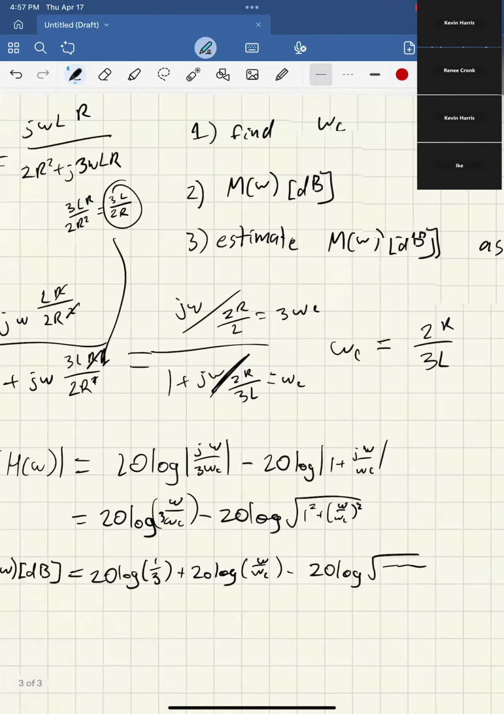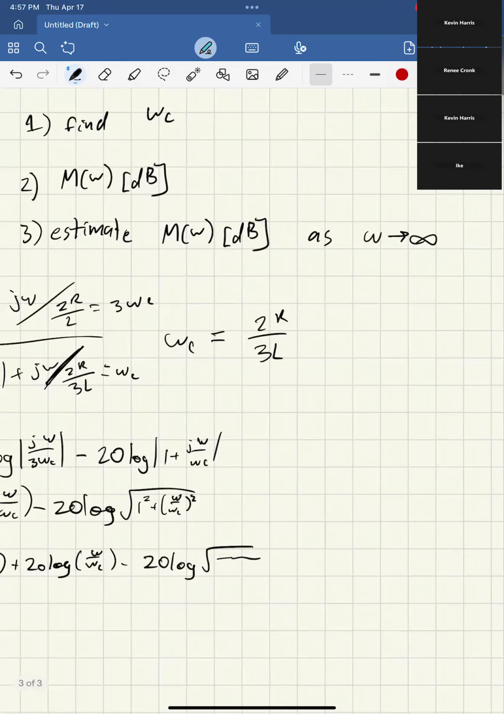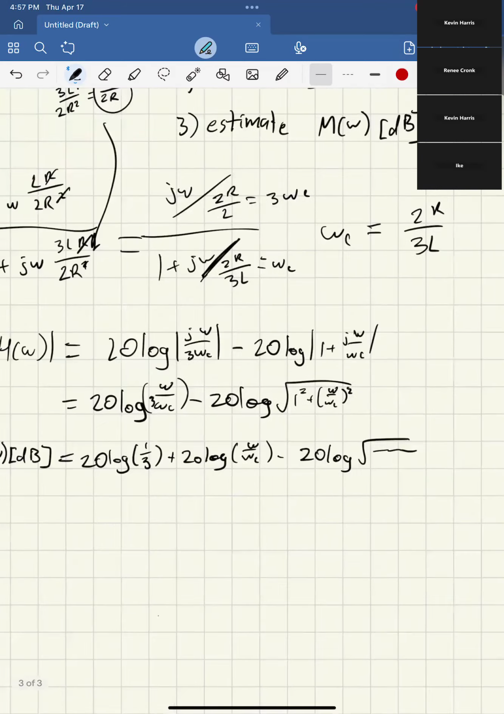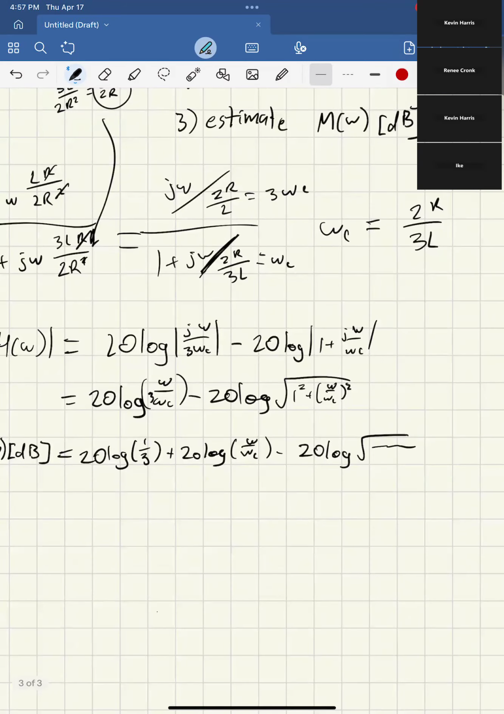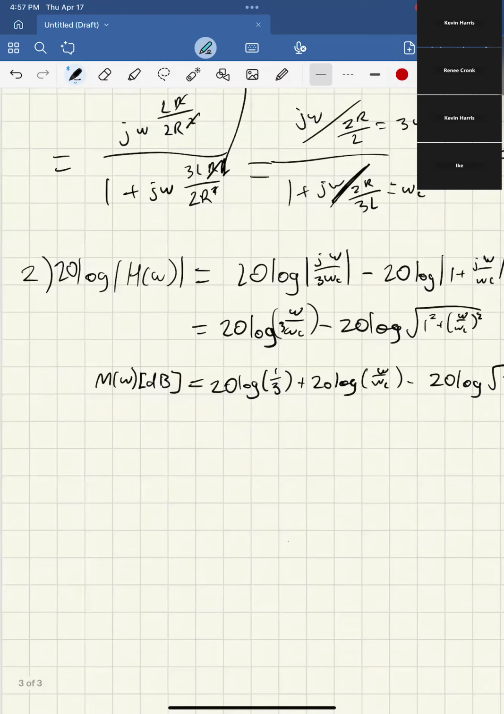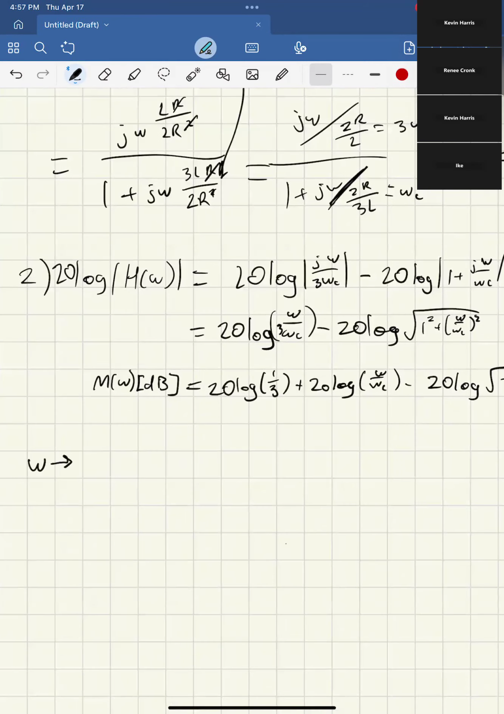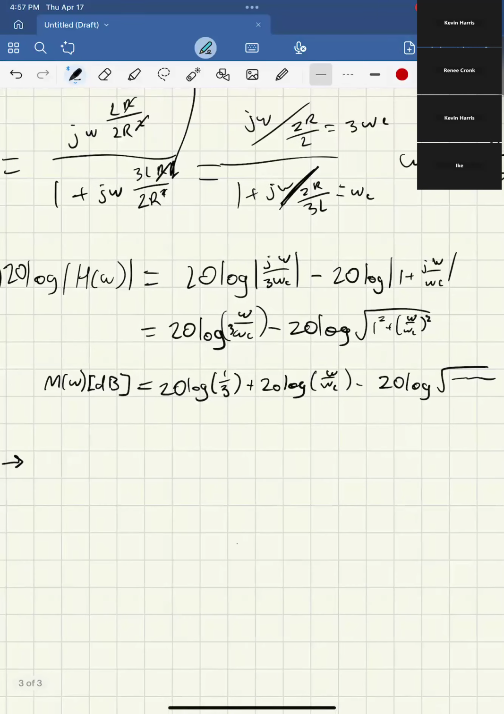And then for part 3, it said estimate it as omega goes to infinity. So this is where you have to use your brain a little bit. As omega goes to infinity, what's going to happen to these terms? Well, as it goes to infinity, this term will get really big, and this term will get really big. Let me actually write this back in.